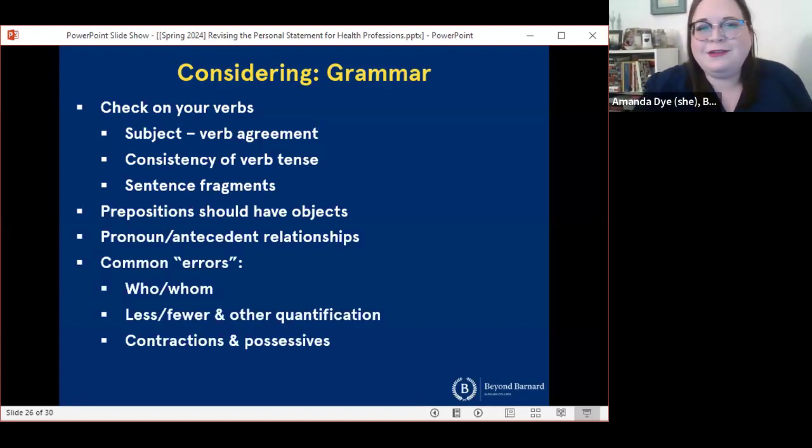You want to think about common alleged errors in writing. So using who for subjects and whom for objects of sentences. The distinction between less and fewer. So less is mass, fewer is things that you can count. Other kinds of quantification words people get very fussy about, so pay attention to those. Things like contractions, including possessives, those are all important things to pay attention to in the context of the revision process.